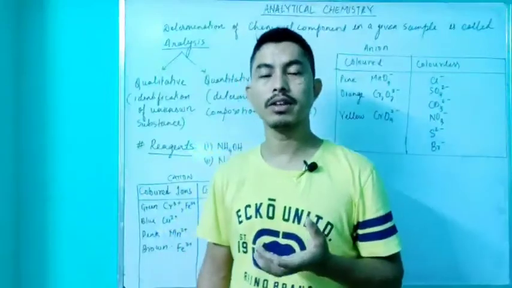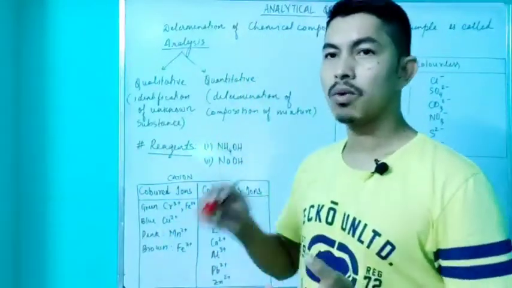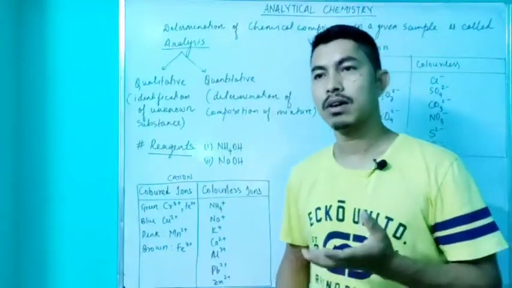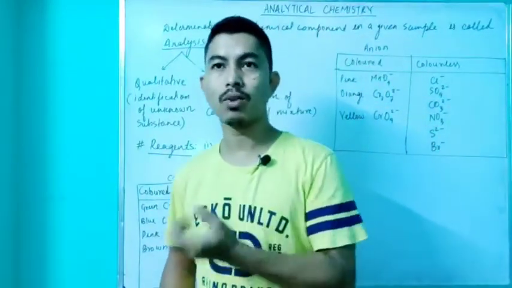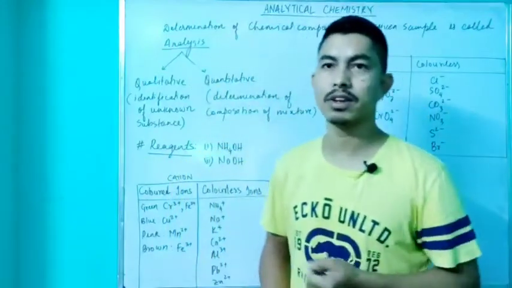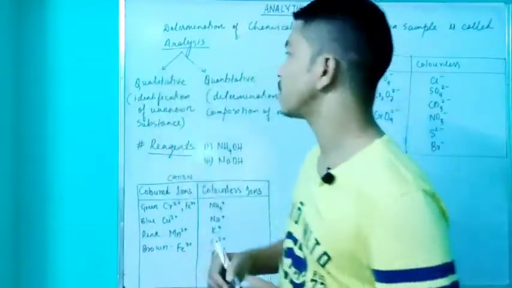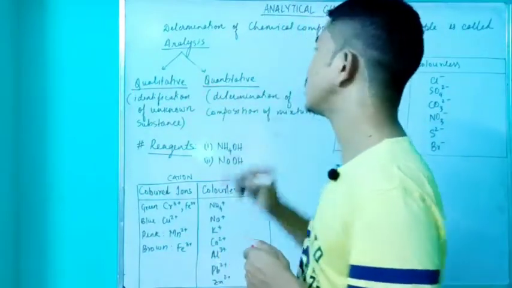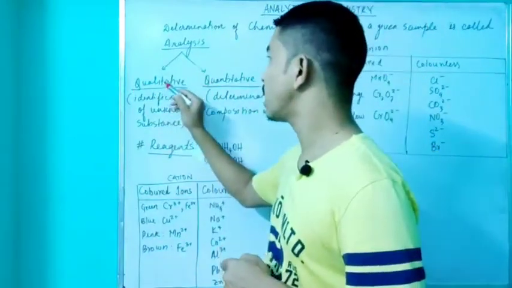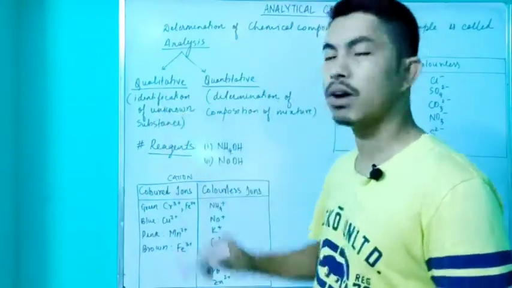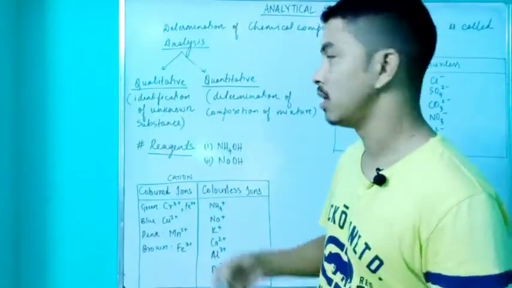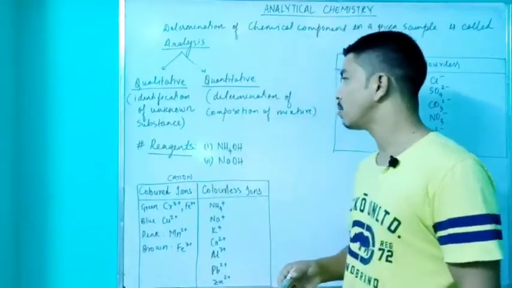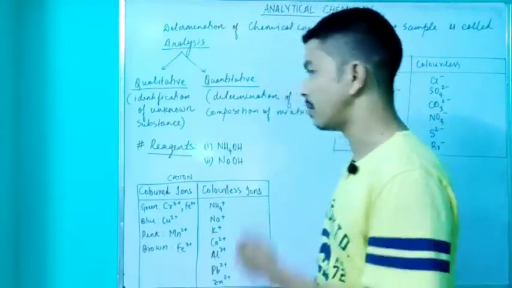Whenever you are given any sample and asked to find out what the different things present in that sample are, that is the first thing, and the second is what the quantity of the substances present in a given matter is. That's why analyses are of two kinds. One is known as qualitative analysis and the second is known as quantitative analysis. Qualitative analysis deals with the identification of unknown substances in a given sample, whereas quantitative analysis determines the composition of a mixture in a given sample.